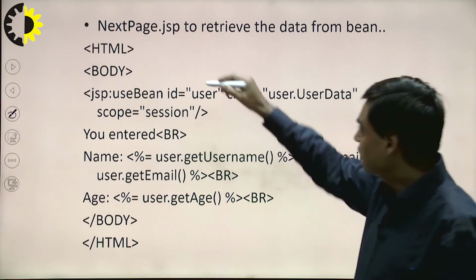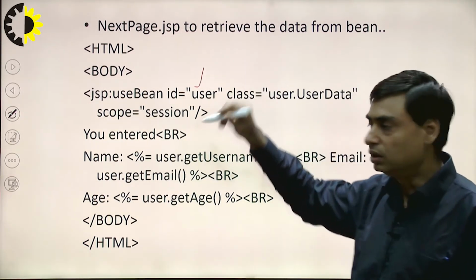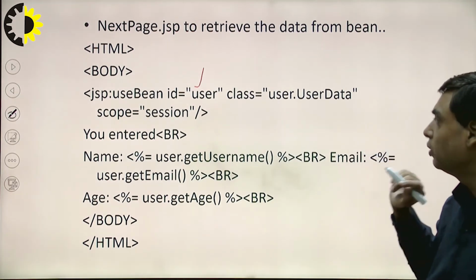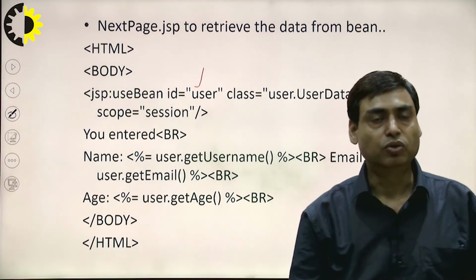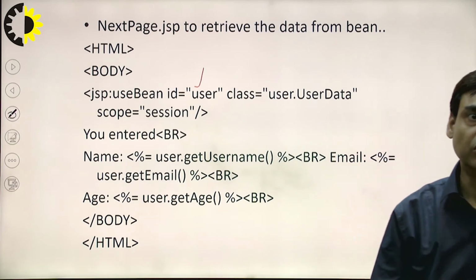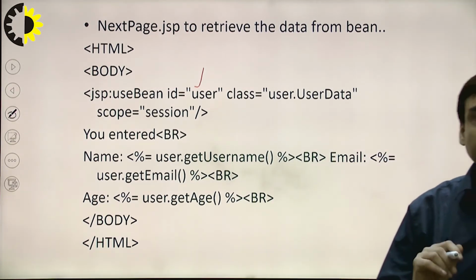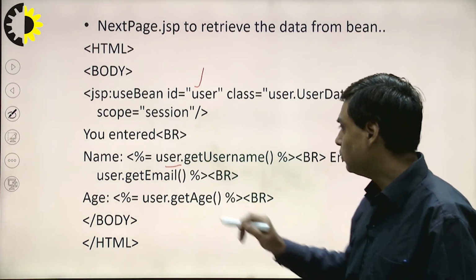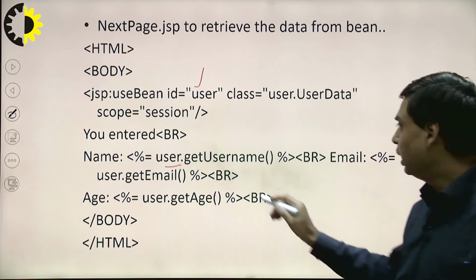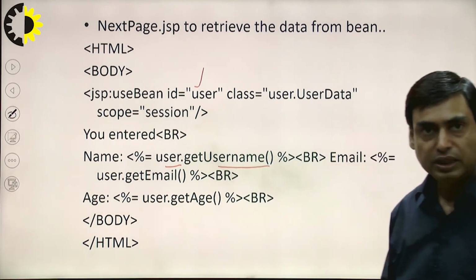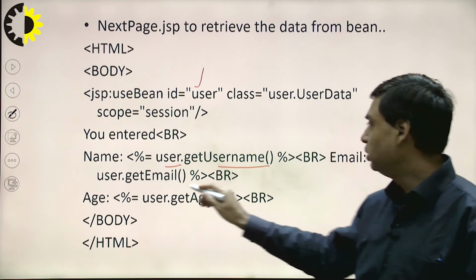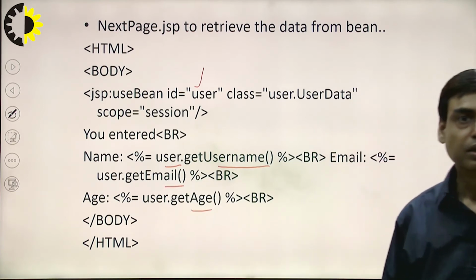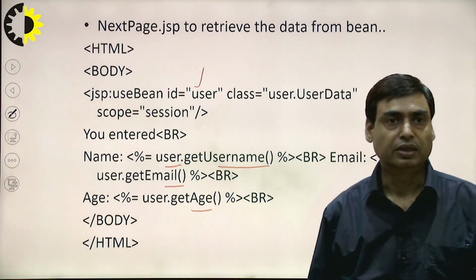Now, next page.jsp retrieves the data from the bean. We are using the same instance here because this instance is of session scope, already defined in the previous page. It is available, so our job is to retrieve the value. No need to store the value; the value is already stored in the previous page. To retrieve the value, we are using user. This instance is already created and we are using getUsername to get the username, getEmail to get the email, and getAge to get the age of the data which is already entered by the user.